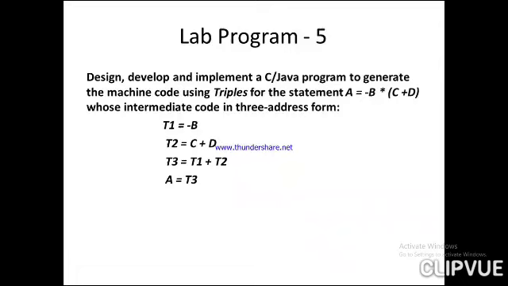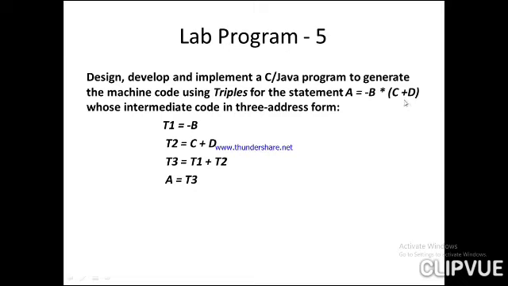We will discuss one more lab program: design, develop and implement a C or Java program to generate the machine code using triples for the statement. That means you will have this particular statement. You need to generate the machine code for this.